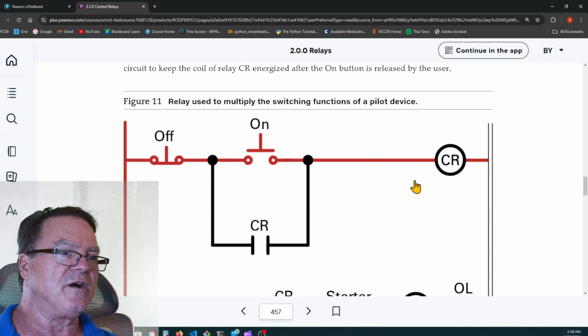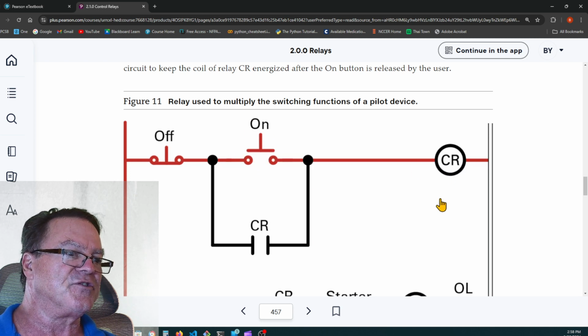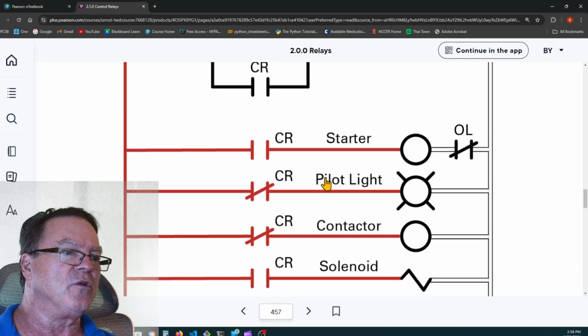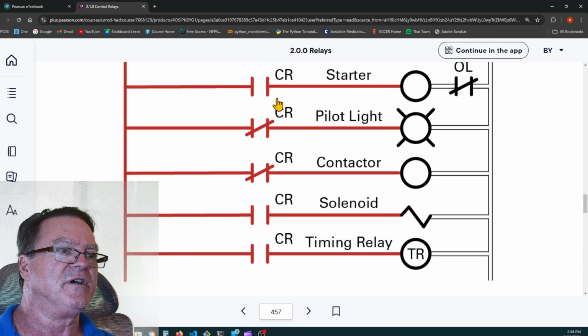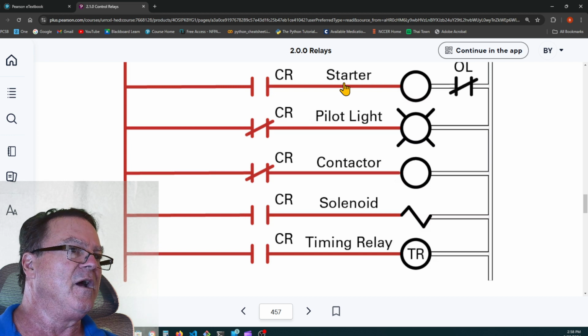When you push this on switch, it energizes the control relay, closing this holding contact, controlled by the control relay. So it becomes normally closed, and the energy bypasses the on switch so that you can let go of it. It'll go back to its normal position of open, but you still are feeding this control relay, and it's controlling these other 5 loads. A starter, a pilot light, a contactor, a solenoid, a timing relay.